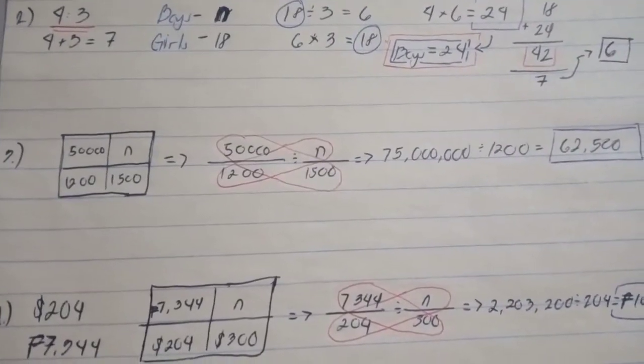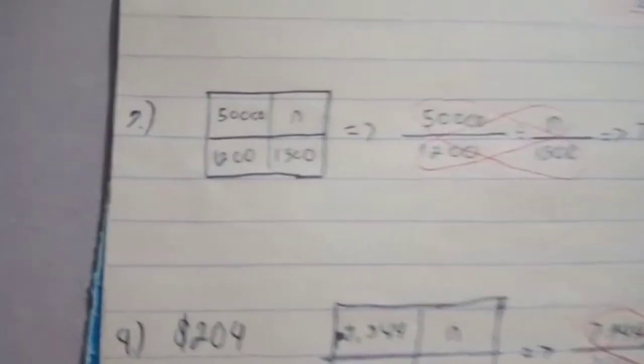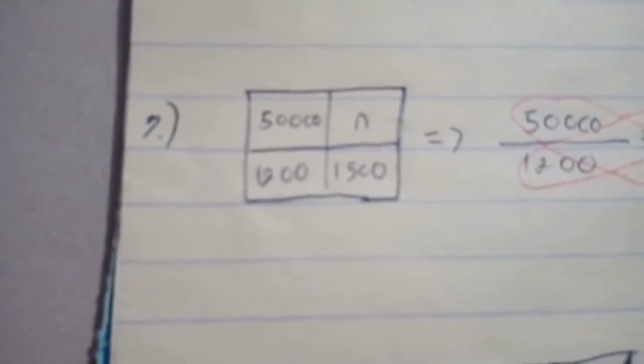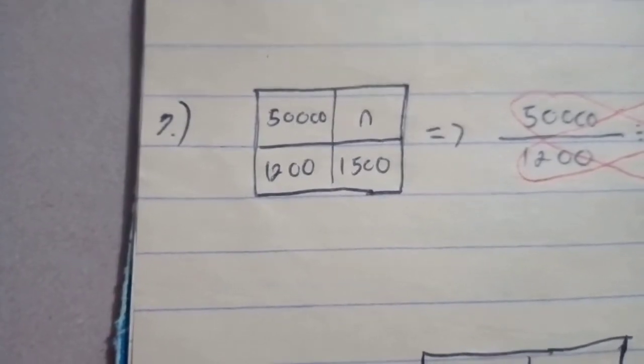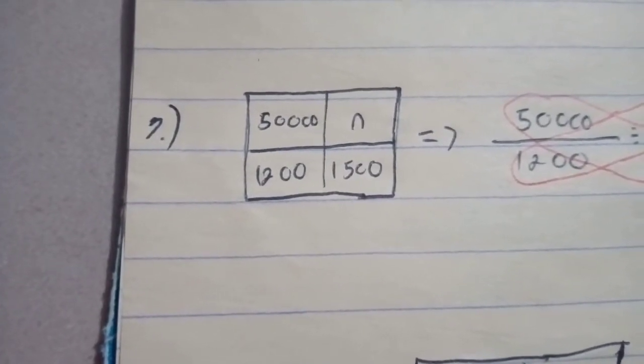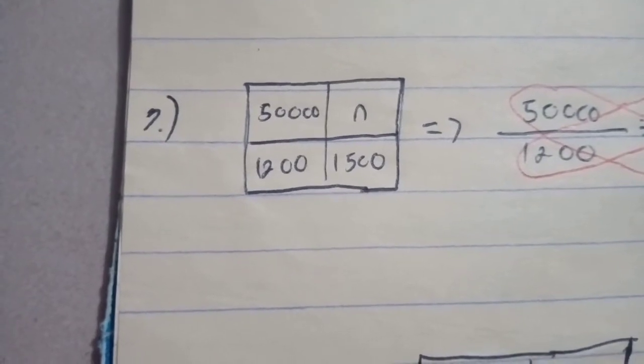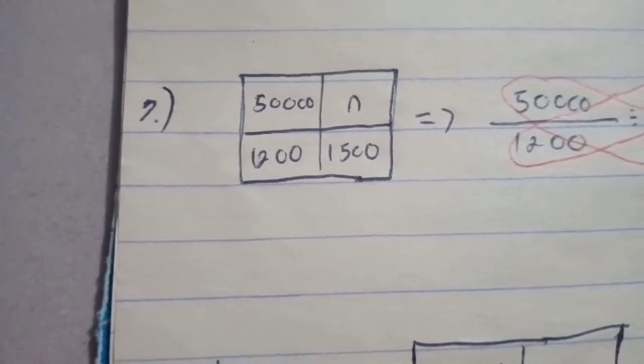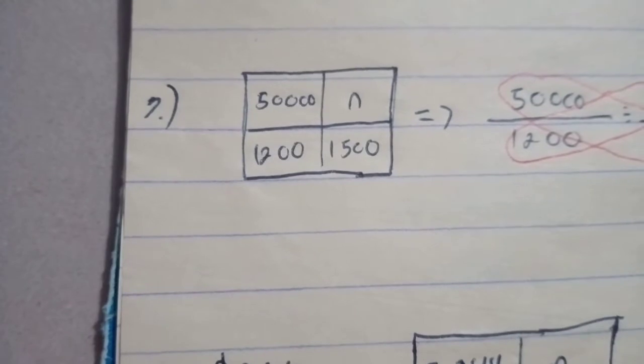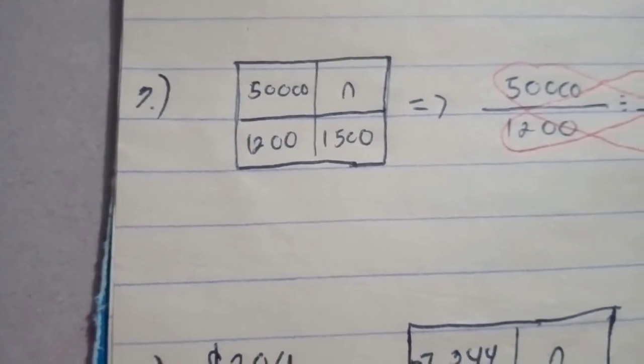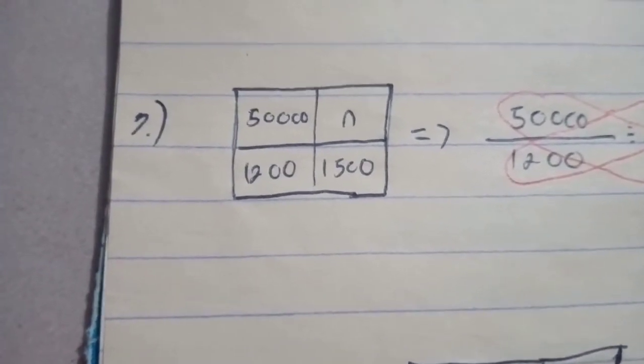To solve number 3, I first took the given and quantities within the question. Since we are tasked to find the assessed value of a property if the tax is 1,500, the other remaining values or quantities are then 50,000 and 1,200. 1,200 being the tax and the assessed value being 50,000.